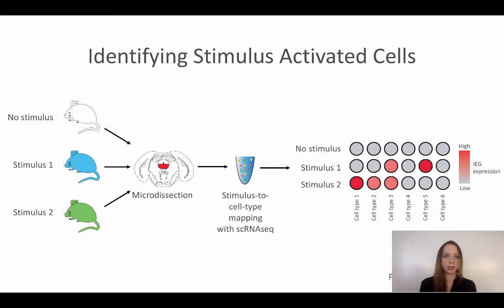In this toy example, we would not see any expression of these IEGs in a brain region of interest in the control mice. However, exposure to different stimuli elicits a distinct pattern of activation by cell types manifested in IEG expression in neurons that are activated by a given stimulus.